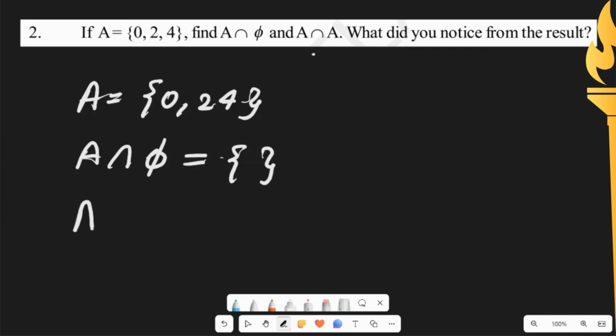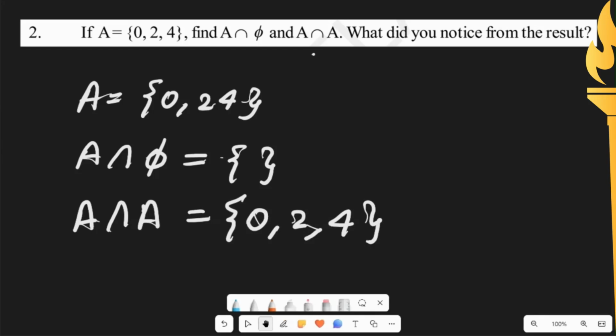And when we find A intersection A, an intersection with itself, we would get the same elements because the common elements in both of the sets are 0, 2, and 4. Since we found A intersection null set and A intersection A, what did we notice from the result? We noticed that whenever we find intersection of any set with the null set, we would always get an empty set as the answer.